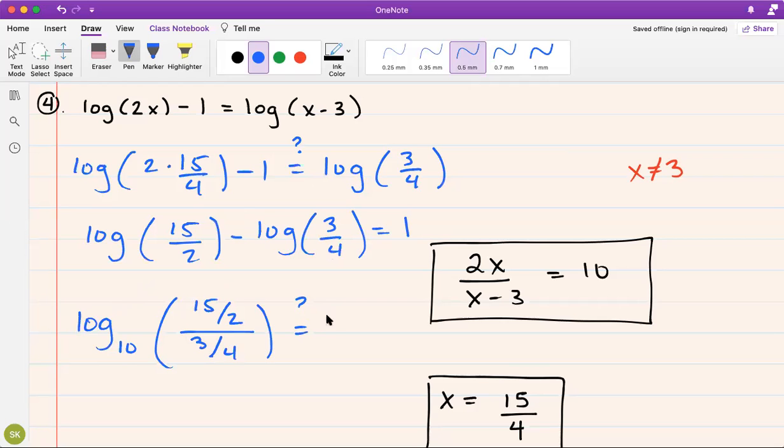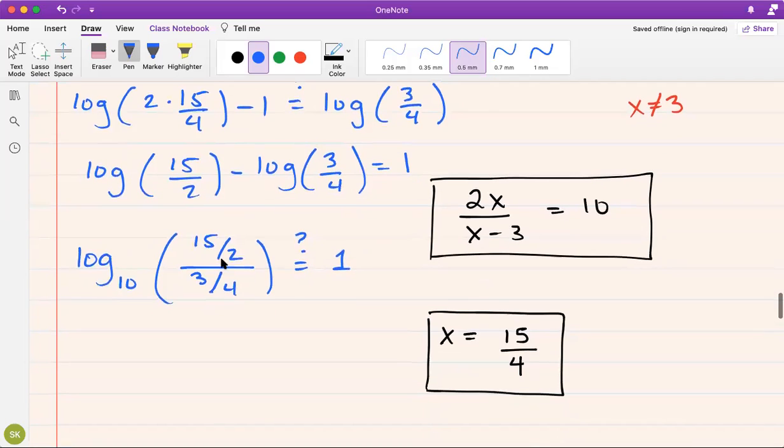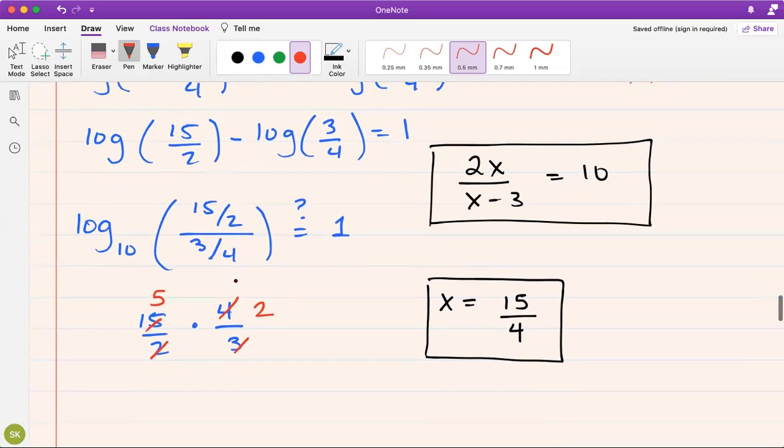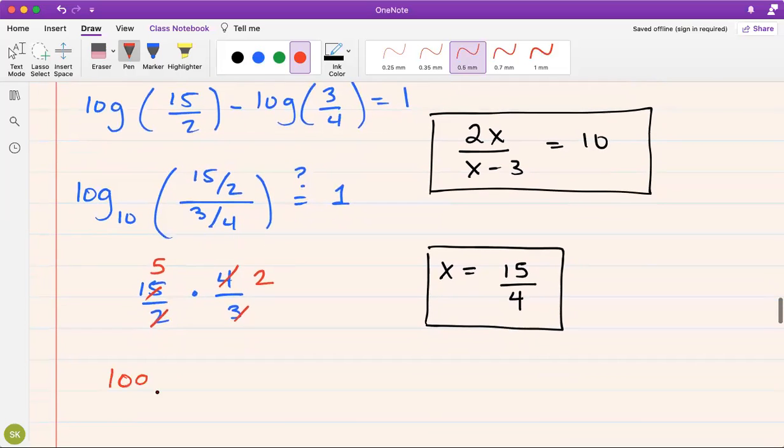Is this equal to 1? So let's see. 15 over 2 divided by this 3/4 is the same thing as times 4 over 3. So 2 goes into 4 2 times, and 3 goes into 15 5 times, and 5 times 2 is 10. So this left-hand side simplifies to log base 10 of 10. And remember, 10 to the first power is equal to 10, so this does equal 1.